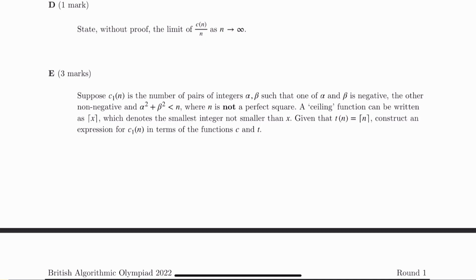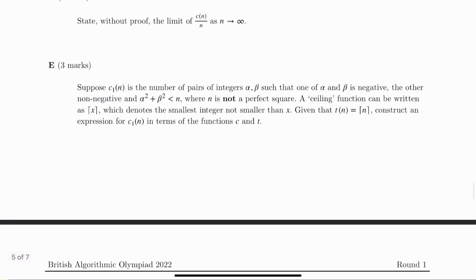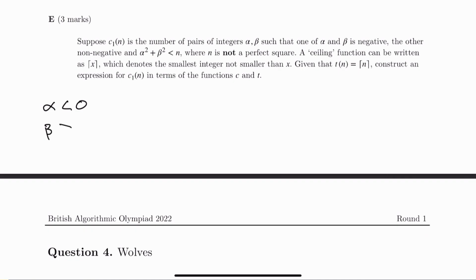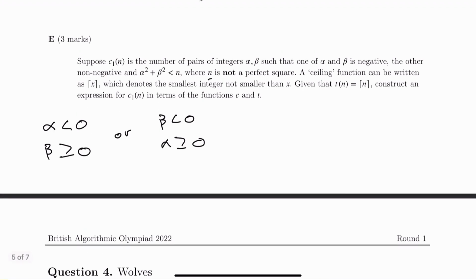Suppose C1 of n is the number of pairs of integers alpha, beta such that one of alpha and beta is negative and the other is non-negative, and alpha squared plus beta squared is less than n, where n is not a perfect square. Okay, there's a lot of information to process there. So one of them is negative. Without loss of generality, let's say alpha is less than 0 and the other is greater than or equal to 0. Equivalently, we could also have beta less than 0 and alpha greater than or equal to 0, because it says one of alpha and beta, so the order doesn't matter. And n is not a perfect square.